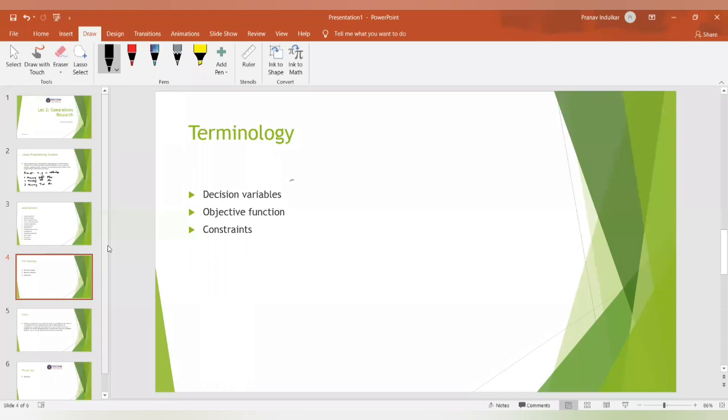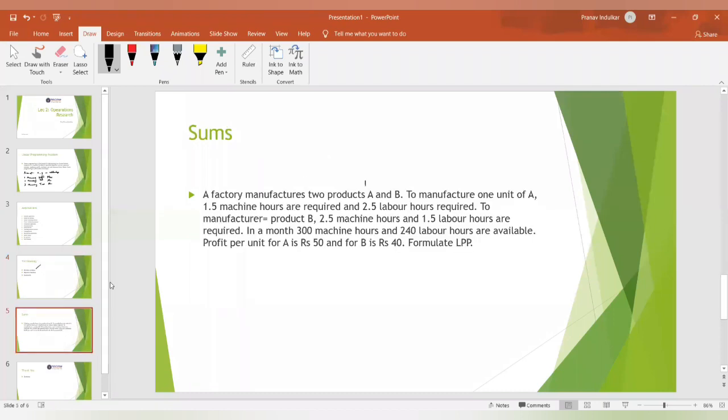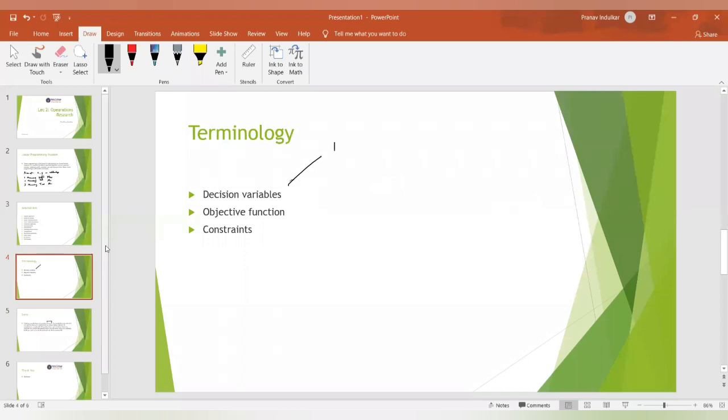So let's start with decision variables. In any problem, there may be a product. Just as in this problem, we have products called A and B. If you see this, you have A and B, isn't it? So this is the product, the decision variables. You have to make a choice of products.